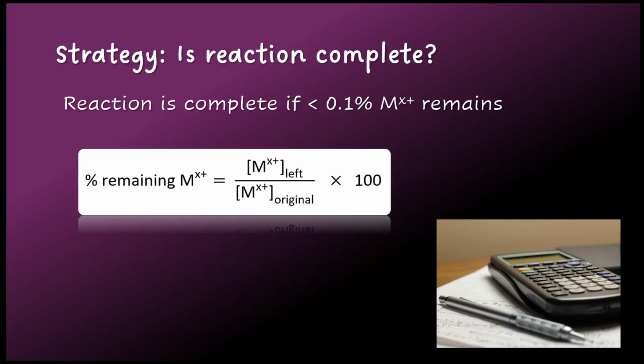To determine if the reaction is complete, we calculate the percent of Mx+ remaining to see if it is less than 0.1%. We take the molarity of the metal ion remaining in solution and divide by the original molarity of the metal ion times 100.